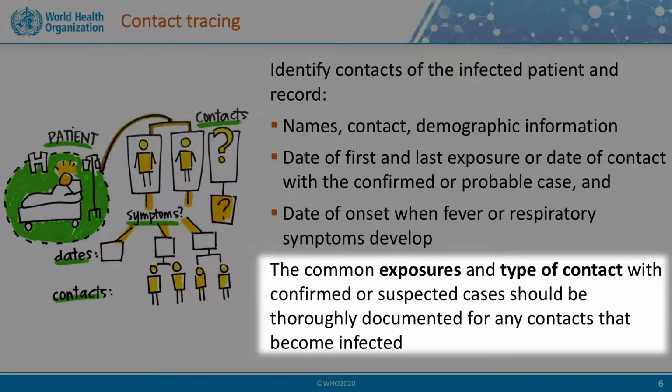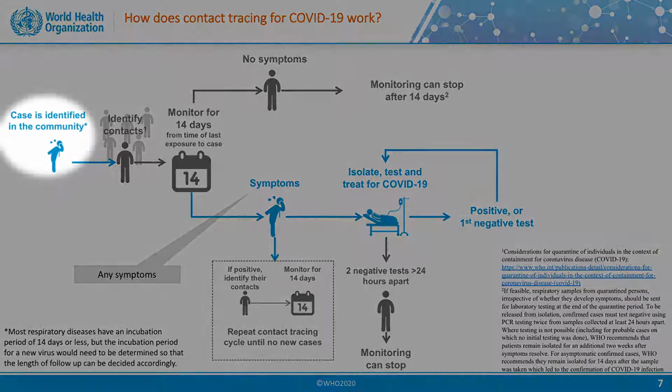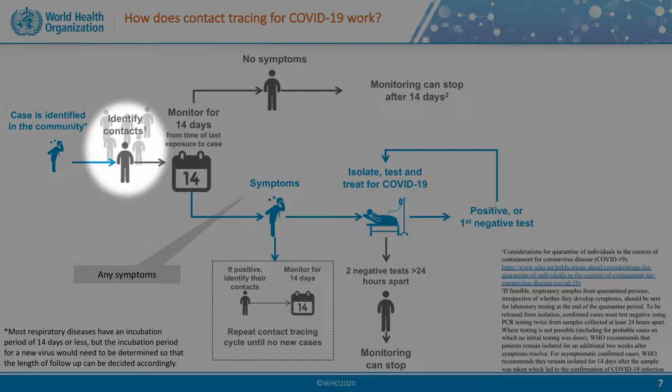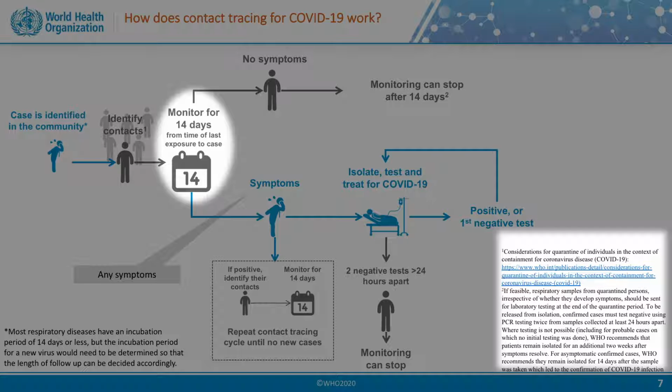Let's work through an example of how contact tracing can be conducted for an emerging respiratory pathogen like COVID-19. If the case is identified in the community, it's important to identify all of the people who had close contact with that individual in the 2 days before up to 14 days after they had symptoms. Once the contacts are identified, it is important to monitor them for 14 days. WHO has recommendations, and the link at the bottom will provide guidance on how contacts can be managed.